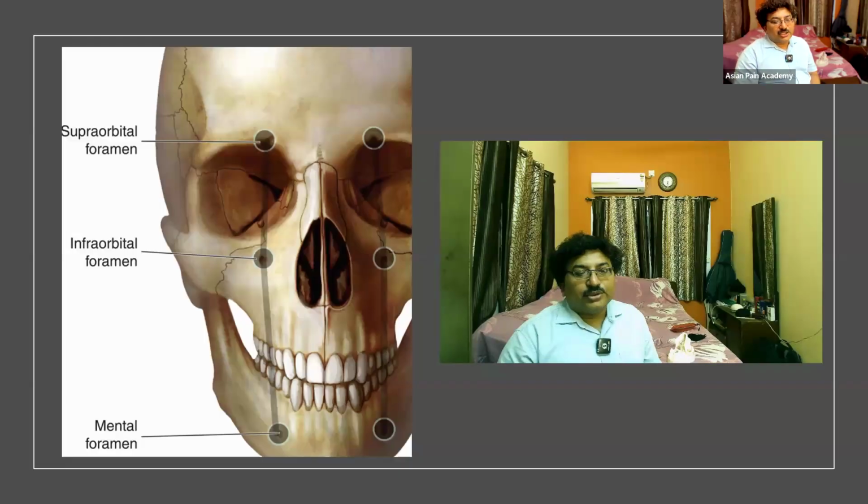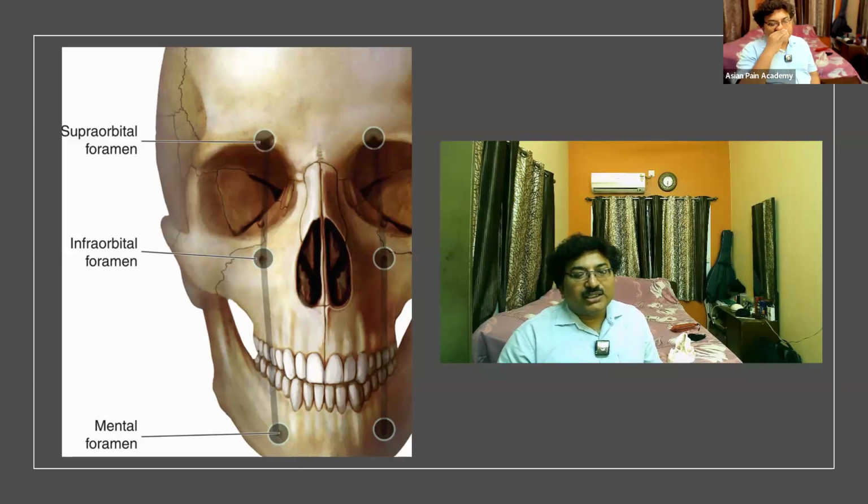Now today's part is mainly the branch blocks. Branch blocks are effective when only a small portion of the face is affected by this neuralgia. That means when only a specific division or branch is involved. And in three areas we can easily do the branch block. One is the supraorbital, next is the infraorbital, the third one is the mental.